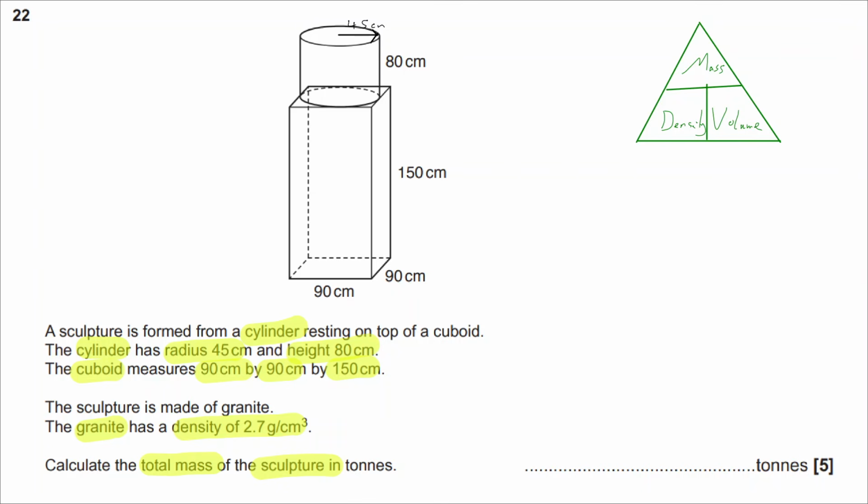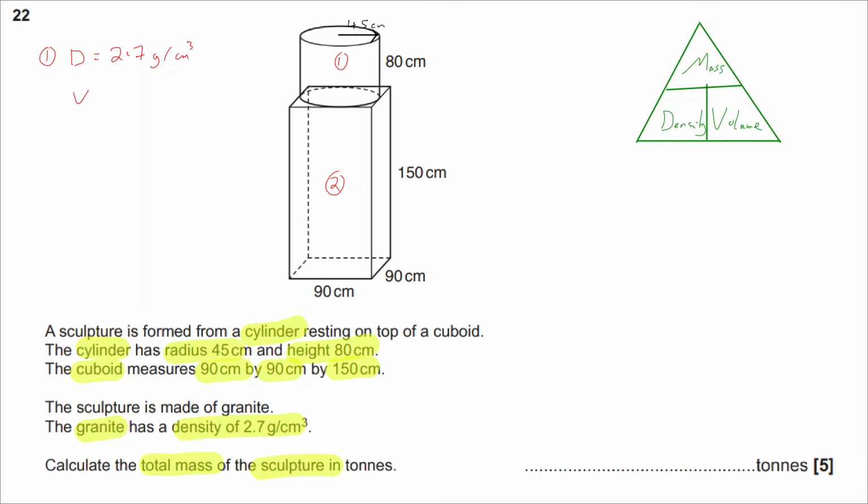Now, if we consider the cylinder first of all, let's call it shape 1, and let's call this one shape 2. So for shape 1, which is the cylinder, what can we get from this? The cylinder has a radius of this. We know that the density for both of these, because they're both granite, is this. We can say straight away that the density must be equal to 2.7 grams per cm cubed.